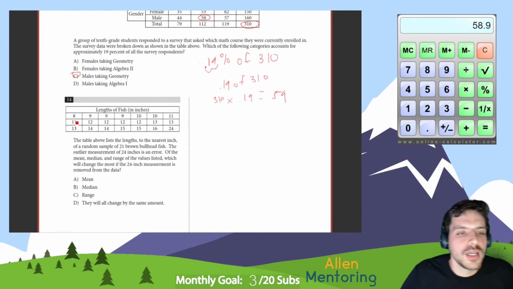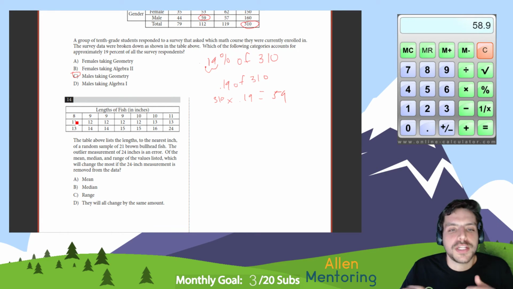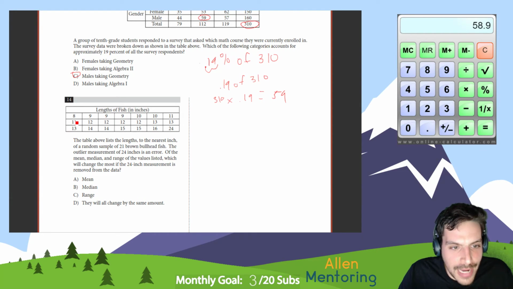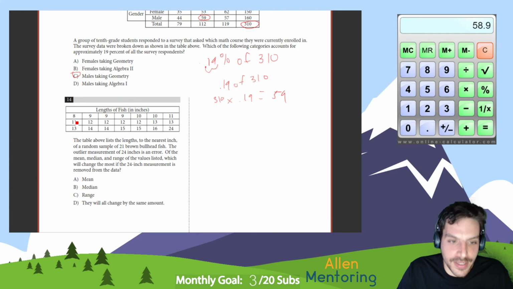Nice. 14. The table above lists the lengths to the nearest inch of a random sample of 21 brown bullhead fish. Of the outlier measurement of 24 inches is an error. Okay, keep that in mind. Of the mean, median, and range of the values listed, which will change the most if the 24-inch measurement is removed from the data? Okay. So which will change the most if it's removed from the data?